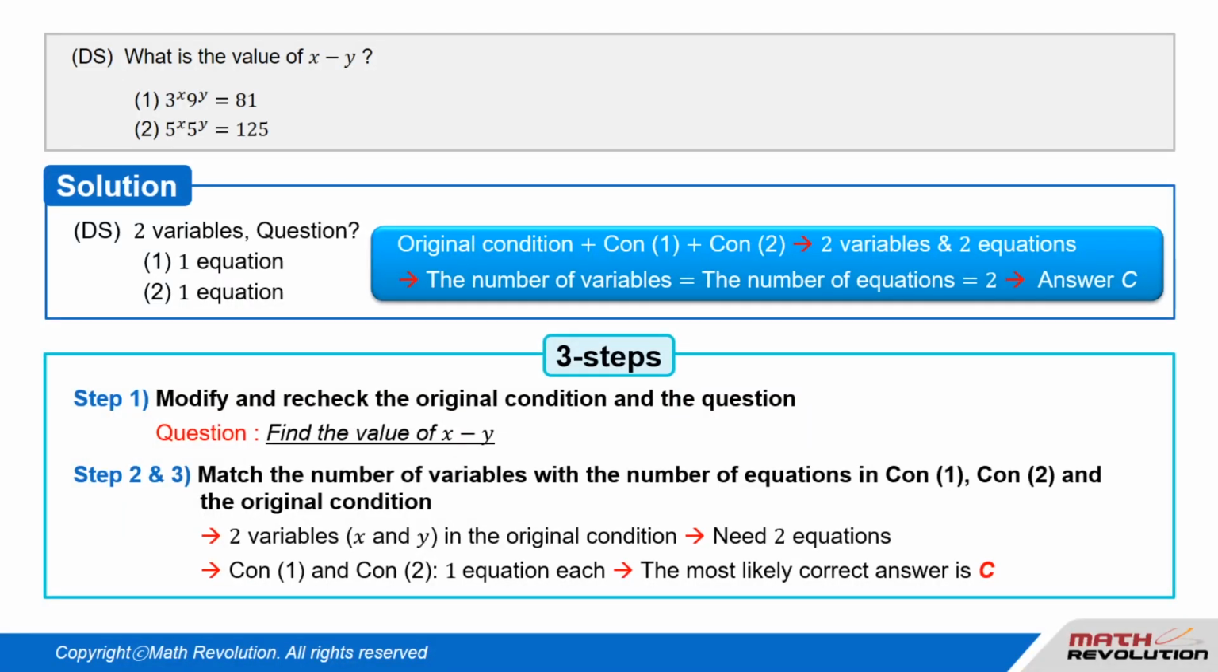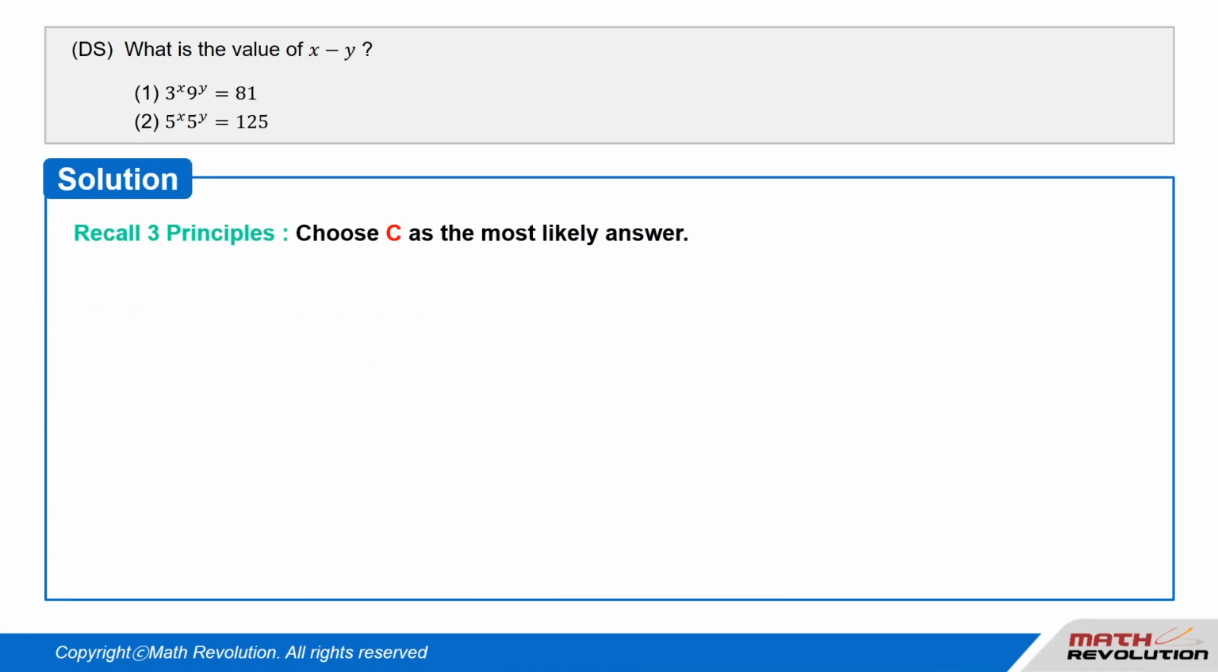From the original condition, we have two variables, x and y. To match the number of variables with the number of equations, we need two equations. Since conditions 1 and 2 will provide one equation each, C would most likely be the answer. Recall the 3 principles and choose C as the most likely answer.